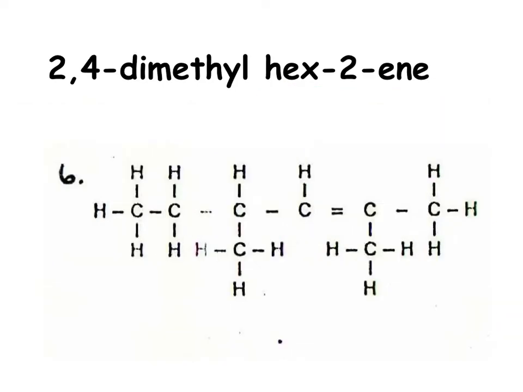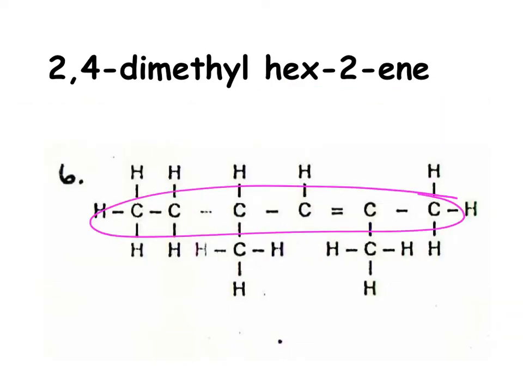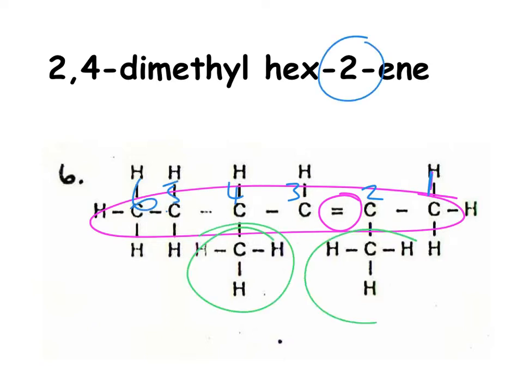Here we've got the longest carbon chain has got 6 in it. I'm going to label, remember, double bonds take preference over side branches. So here's my double bond, 1, 2, 3, 4, 5, 6. So it's 2-ene, and then I've got these methyl groups hanging off at 2 and 4. So I use a dimethyl.